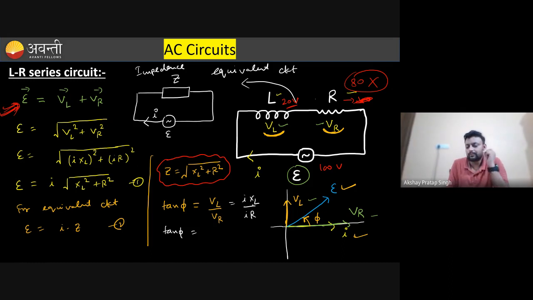This is just Ohm's law. I and I can be cancelled. Tan phi is equal to XL over R.